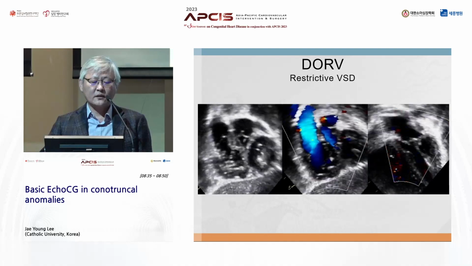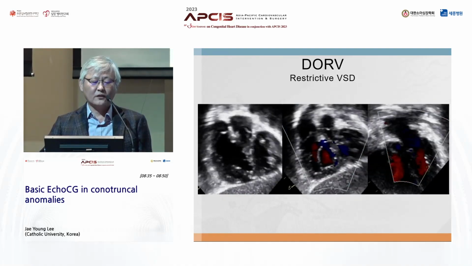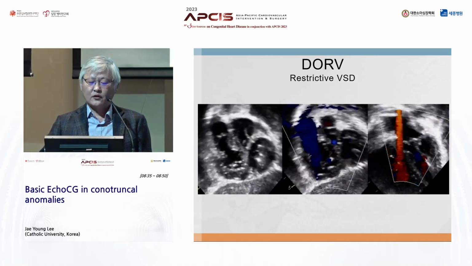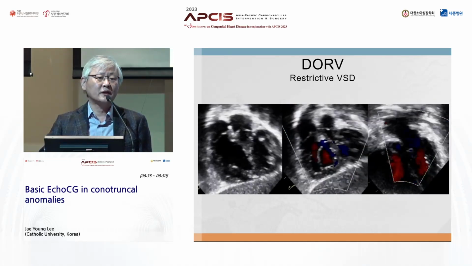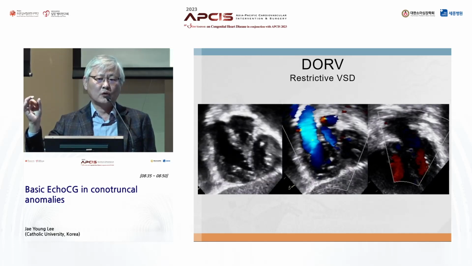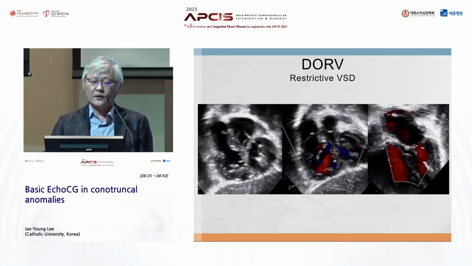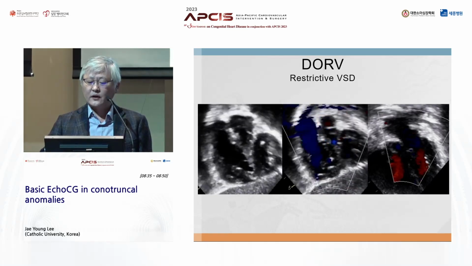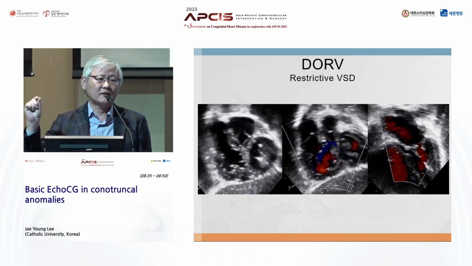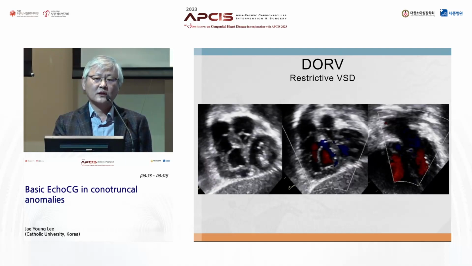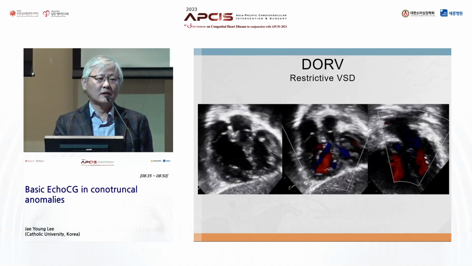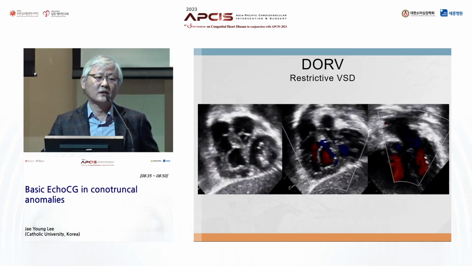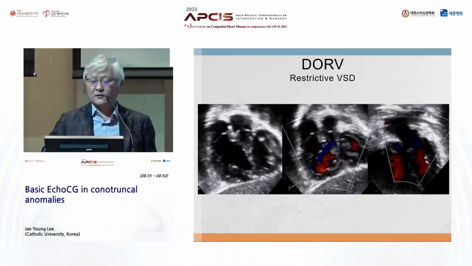Another rare case is where you can notice two great valves attached to the right ventricle. Actually, the VSD is subpulmonary, but the VSD is very small. And also there is a subvalvular pulmonary stenosis. This is a very rare case of restrictive VSD. So in this case, it's not easy to do biventricular repair. So this patient also underwent Fontan operation.